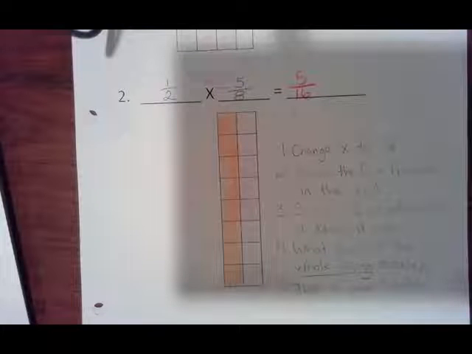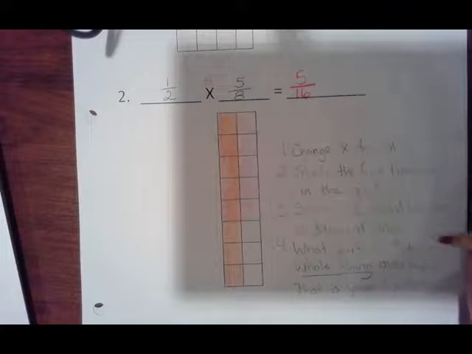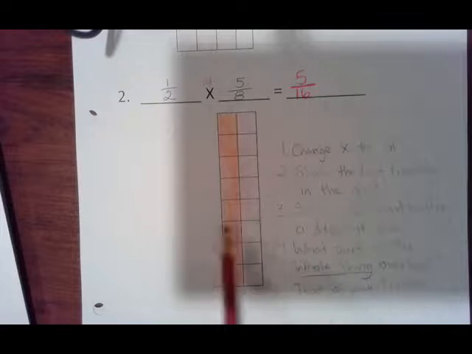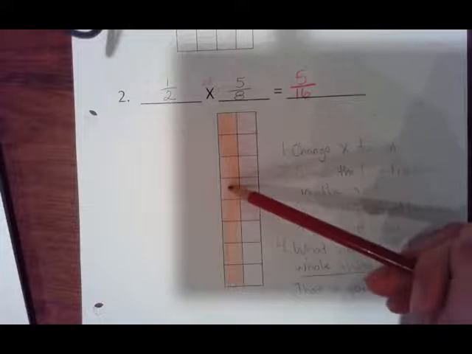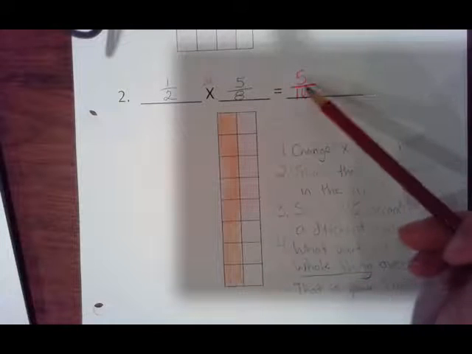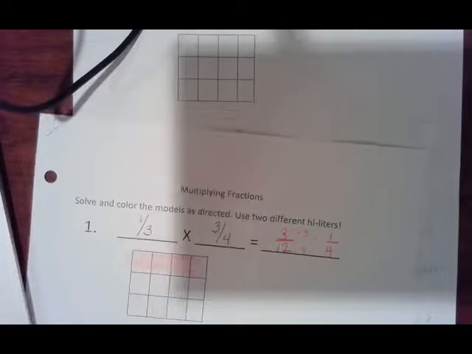We shade the first fraction in the grid, so that's what I did by shading it in orange with 1/2. Shade the second fraction a different color, so I shaded it in 5/8. And then what part of the whole thing overlaps? Well, 1, 2, 3, 4, 5 of the whole thing, which is 16, so 5/16. That's my fraction. Alright, let's turn the page.